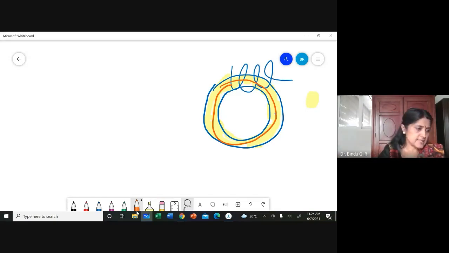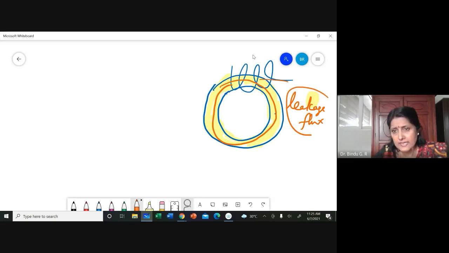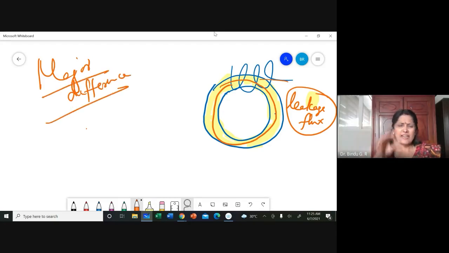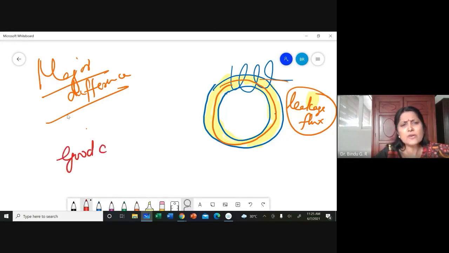Now those fluxes are called the leakage flux. Some amount of flux may even leak to the air. That is called leakage flux. Now this is a major difference between electrical circuit and magnetic circuit. Very important, extremely important, because you have very good insulators for electric current.